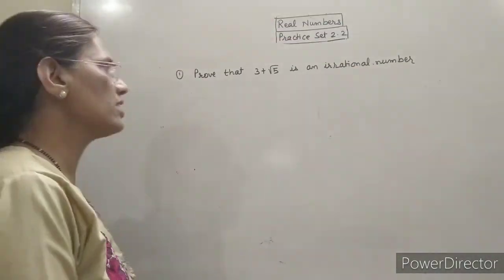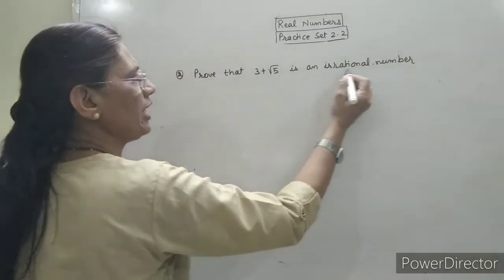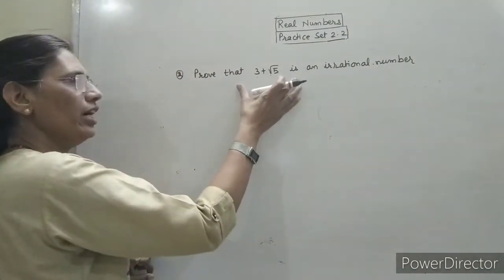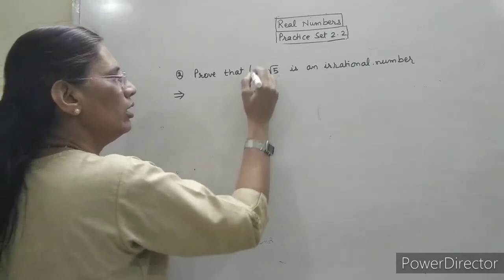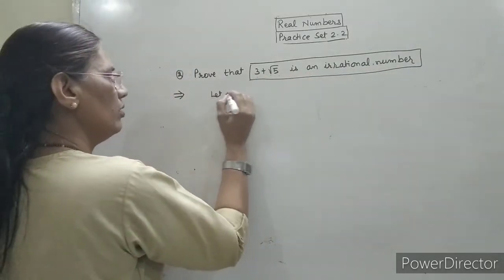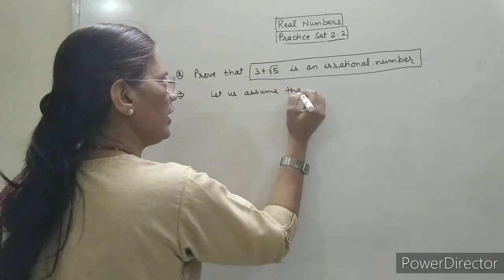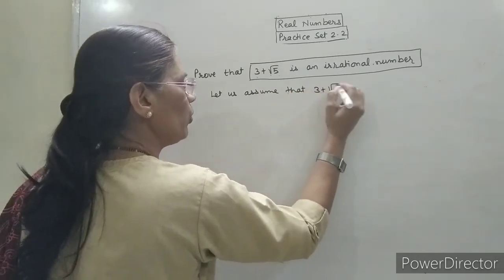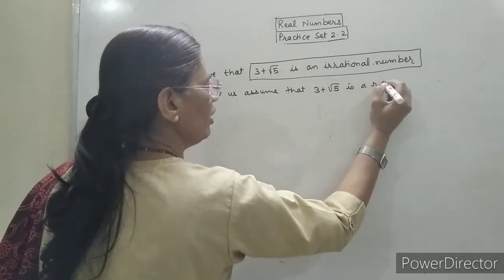Let us take the second example. Prove that 3 plus square root 5 is an irrational number. Again, here we are using the indirect method. Therefore, we will take the contradictory statement. Let us assume that 3 plus square root 5 is a rational number.